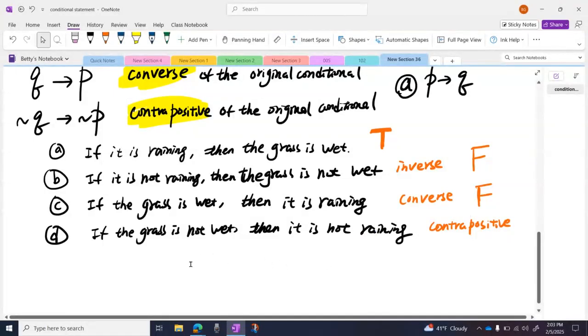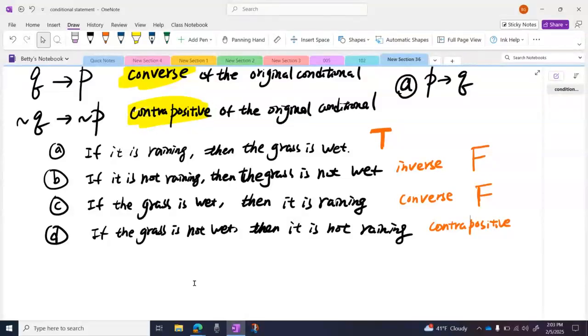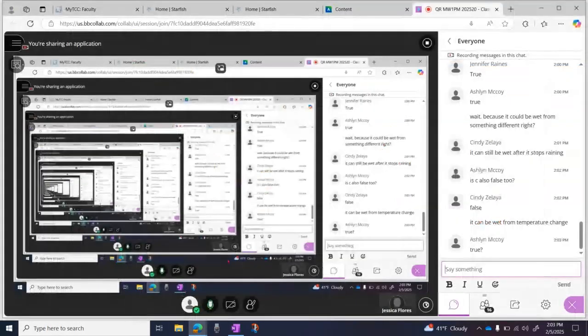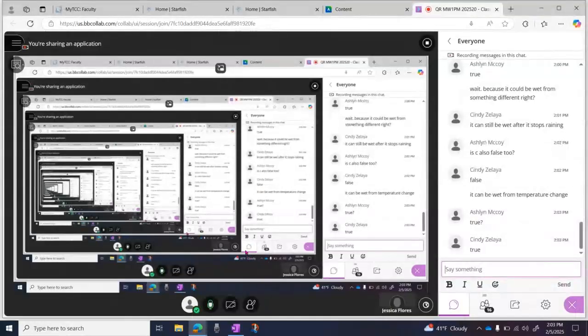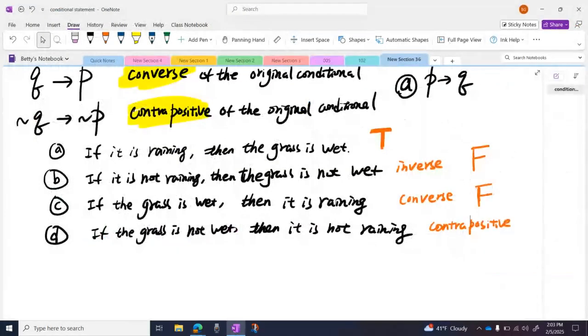And what about the value of part D? If the grass is not wet, then it is not raining. Imagine you sit by your window and you look out, you see your grass is dry. In that case, can you draw the conclusion it's not raining? Logically, no problem, right? If it's dry, that means it's not raining, because if it's raining, it's going to be wet. Okay, perfect. So the last one is true.